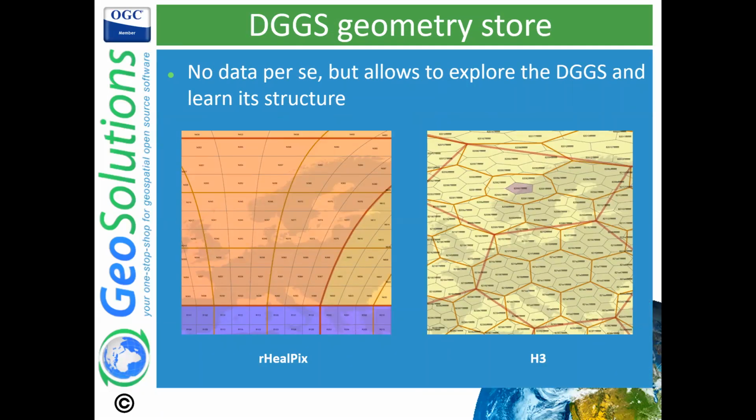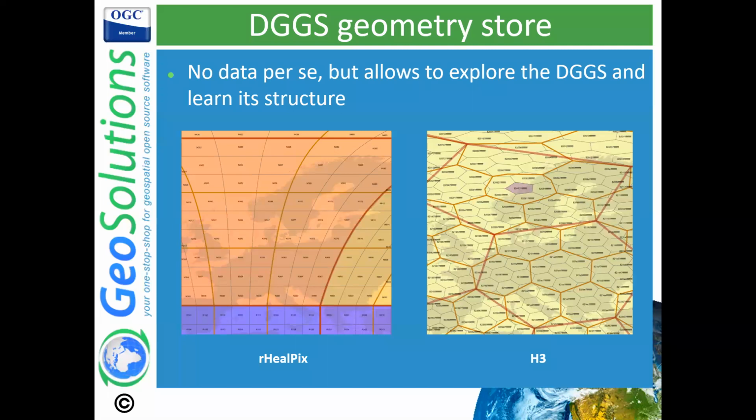The first thing that we did in testbed 16 for DGGS was to take 2 DGGSs, RealPix and H3 by Uber, and generate a store that just provides the geometric representation of the zones. It doesn't have data. It just tells you, okay, at this resolution level, here are the possible zones, and here is the zone identifier and eventual attributes. Like in H3, for example, whether it's a pentagon or a hexagon, and in RealPix, there is a standard way to color them, so it contains the color and type of cell, whether it's a square or a triangle and so on.